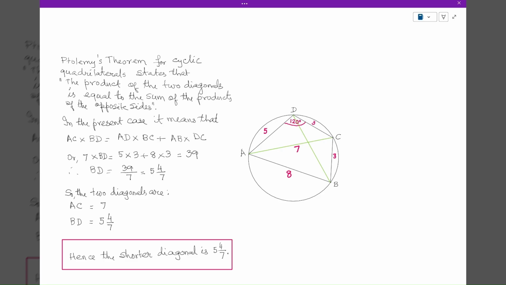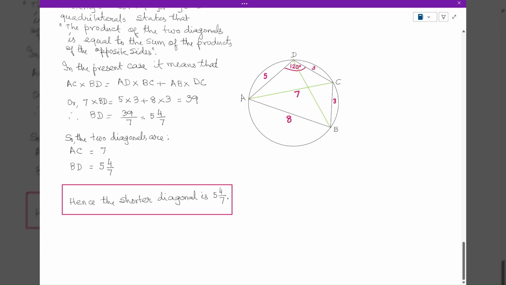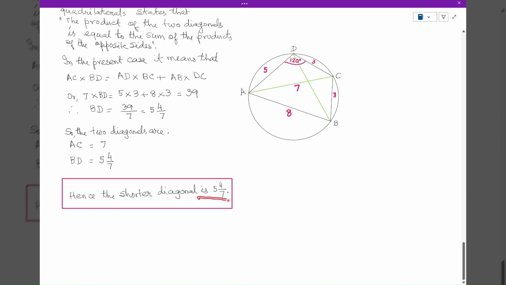So the two diagonals are AC is equal to 7 and BD is equal to 5 and 4 by 7. Obviously, this is smaller than this. Therefore, the shorter diagonal is 5 and 4 by 7, and that is the answer.